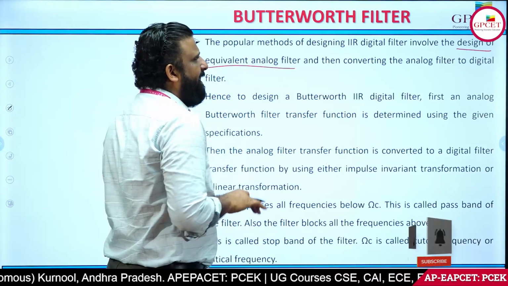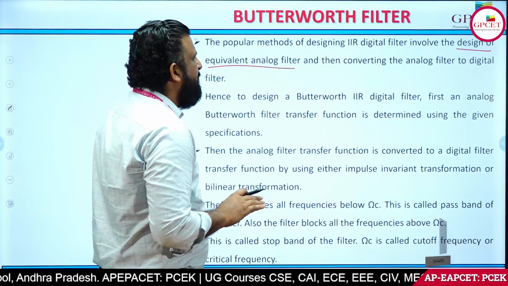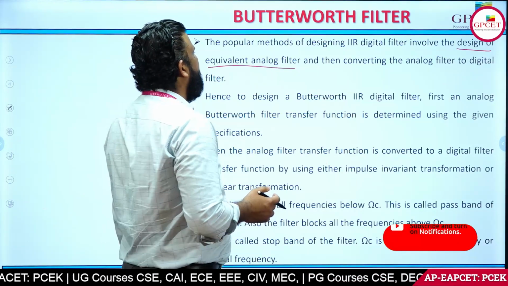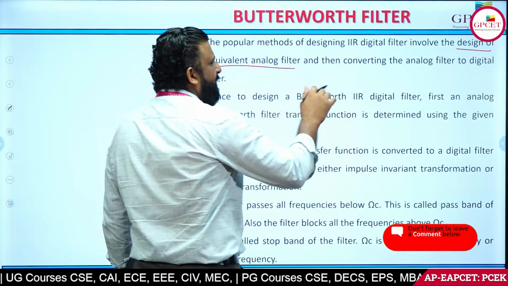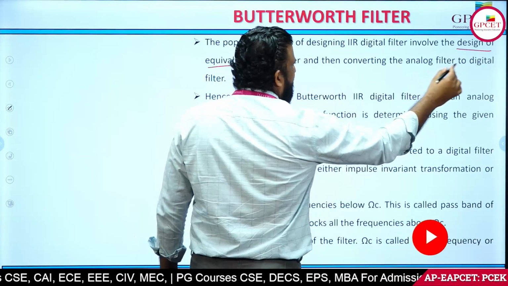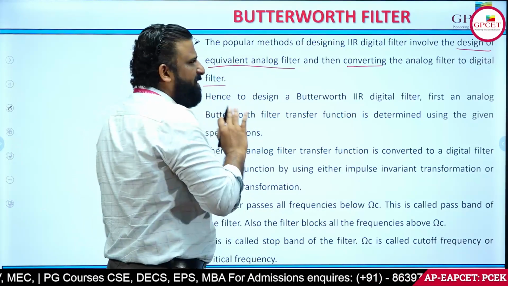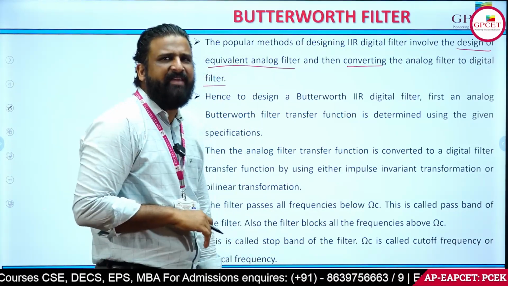In this IIR filter, the main thing is that we are not directly converting the analog filter into digital. First we design the analog filter, and after designing it, it is converted into the digital filter. This is the main difference between IIR and FIR.